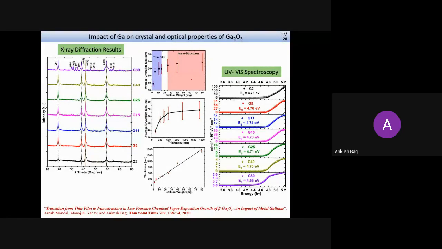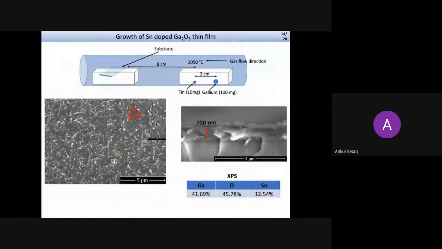We have also done some study on why we are getting this kind of transition in the morphology. Why does a low amount of gallium give us a thin film, and why do we get nanostructure? This particular problem is typically a material science problem, or a growth related problem. Again, we have seen that the vapor pressure of the gallium is deciding whether we will get the thin film or nanostructure.